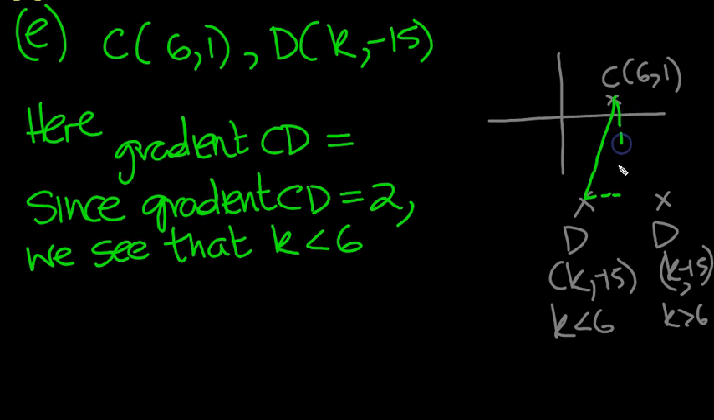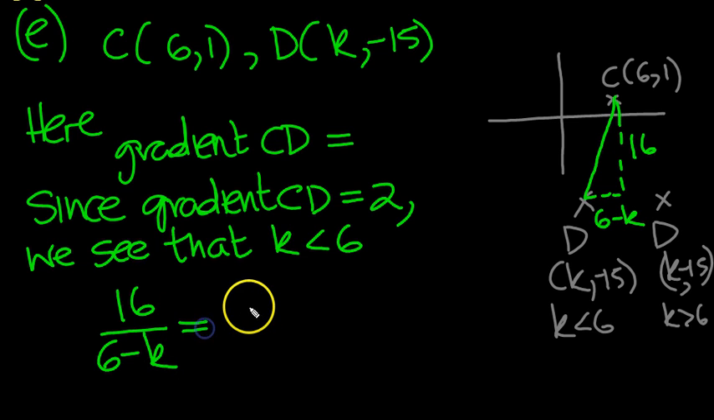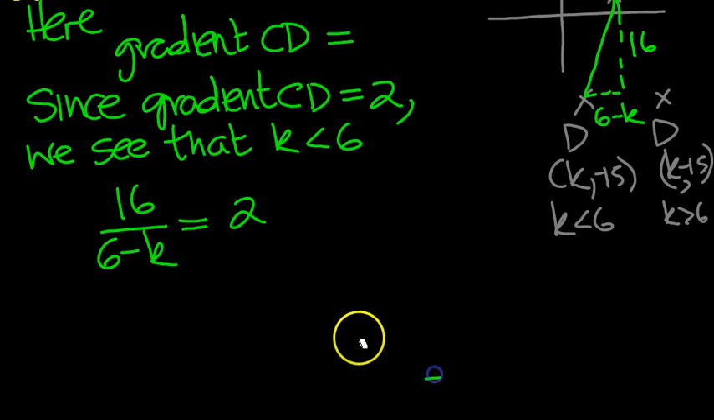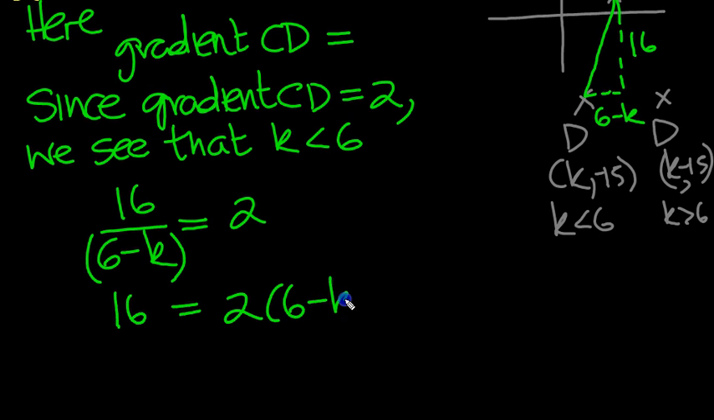So the gradient of CD, well, the increase in y, it goes up 16, doesn't it? The increase in x would be 6 minus k here. So 16 over 6 minus k is equal to 2. So let's work that out then. Let's get rid of that there, because it was a previous version. So this is an object more than one term, so 16 moves up to be 2 lots of 6 minus k.